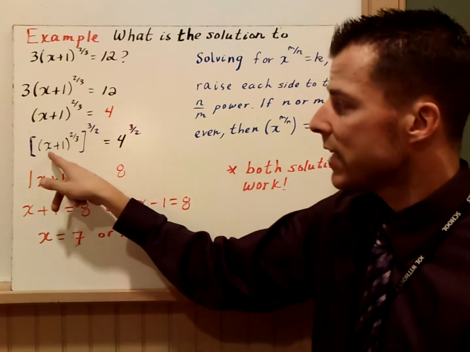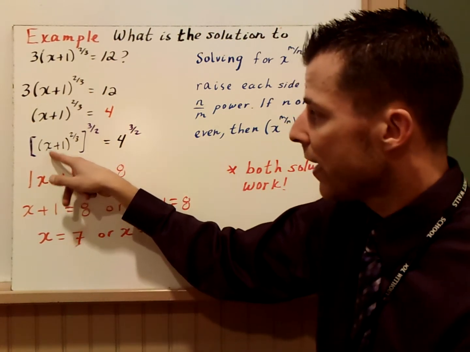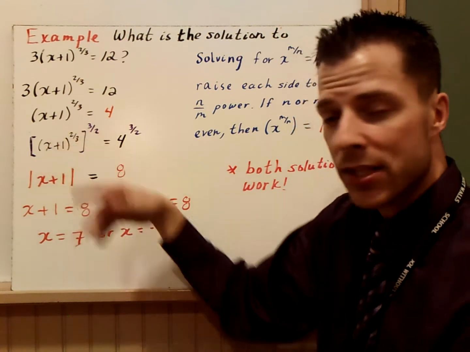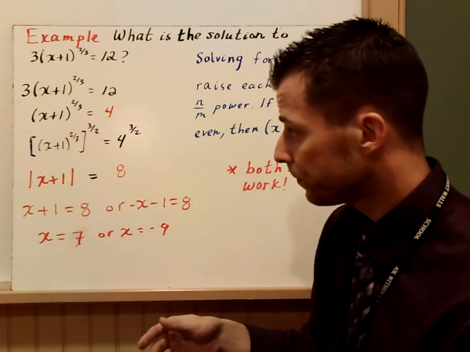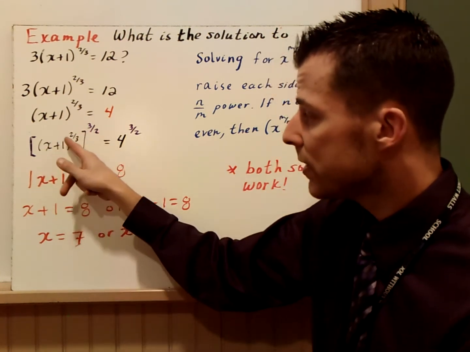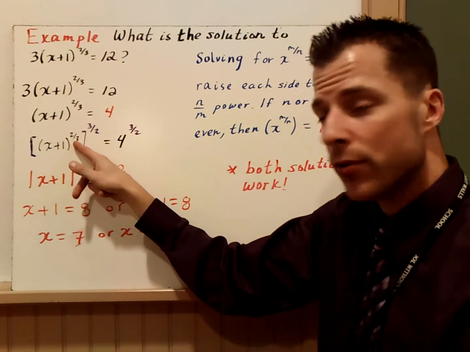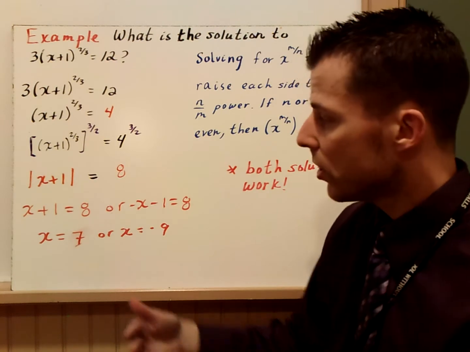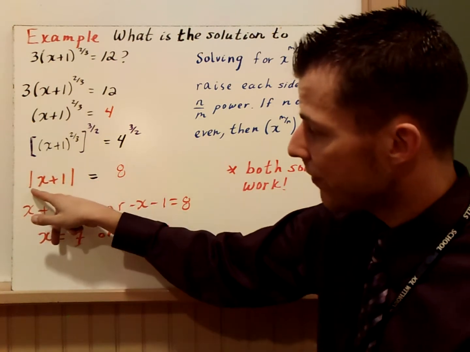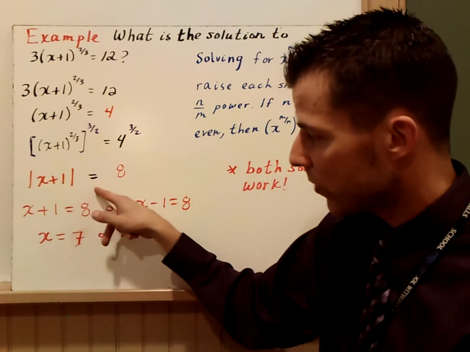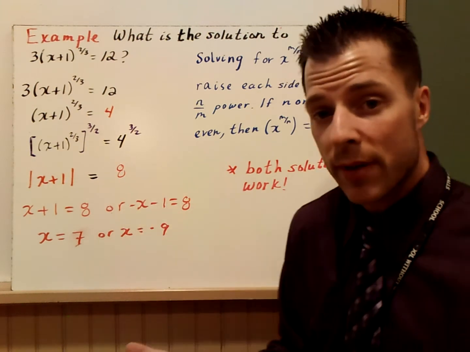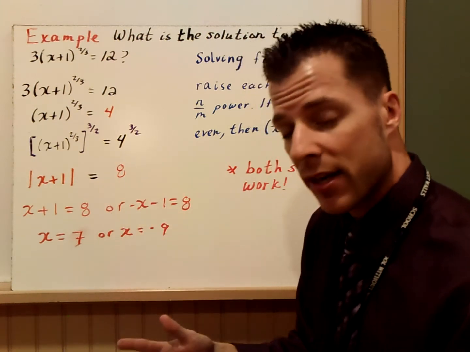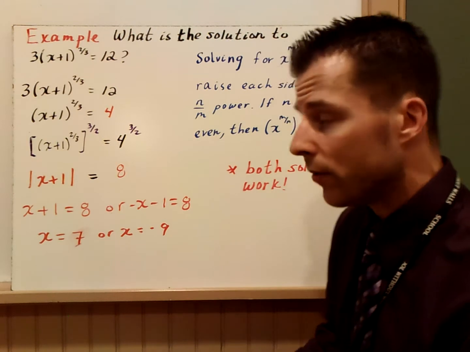Now I don't have anything on the same side as my exponent. So now I'm going to take 2/3, and what's the reciprocal of 2/3? It's 3/2. Raise each side to the 3/2. We're going to take a time out here. We now have the absolute value of x plus 1 equals 8, and it's like, wait, there's no absolute value. How does that happen? Let's look at the side note here.